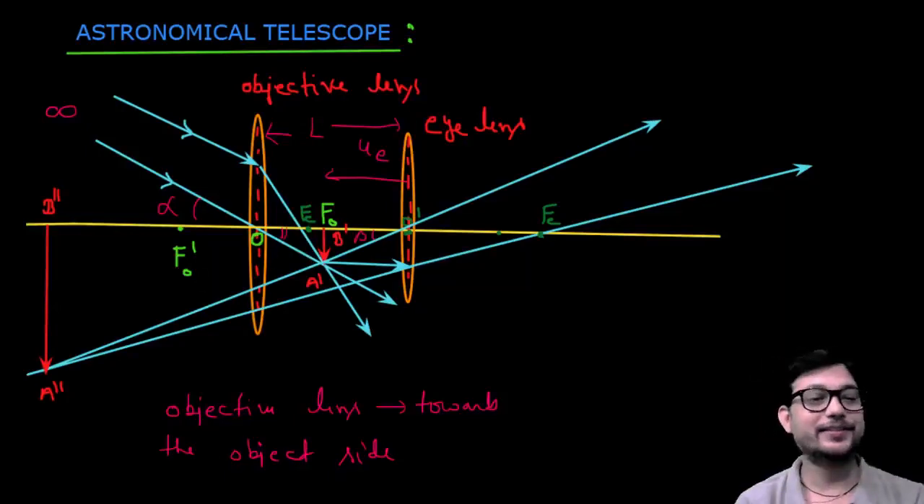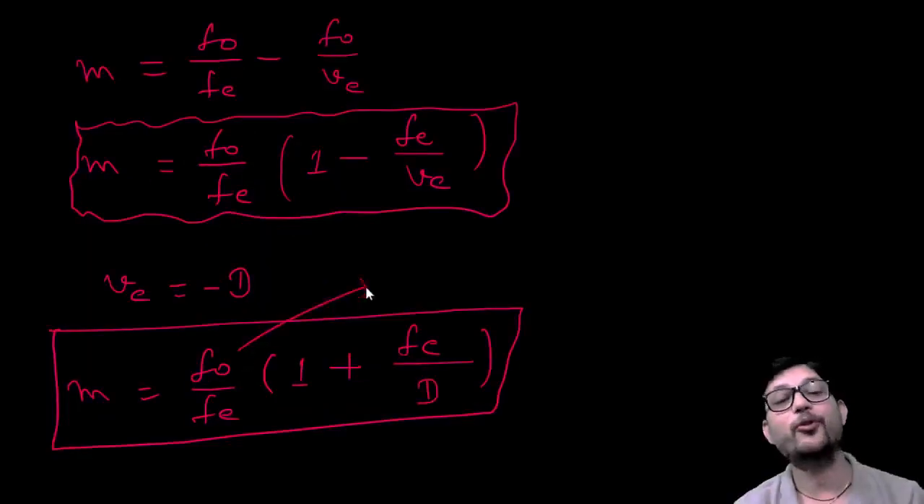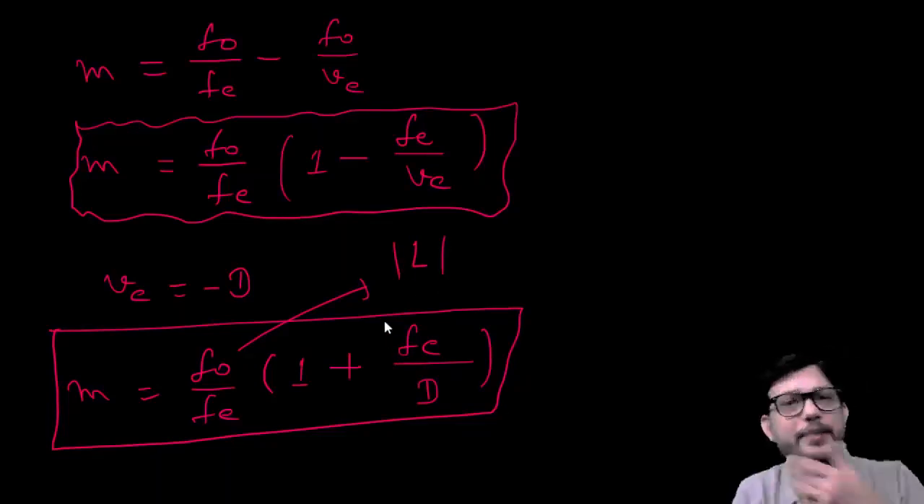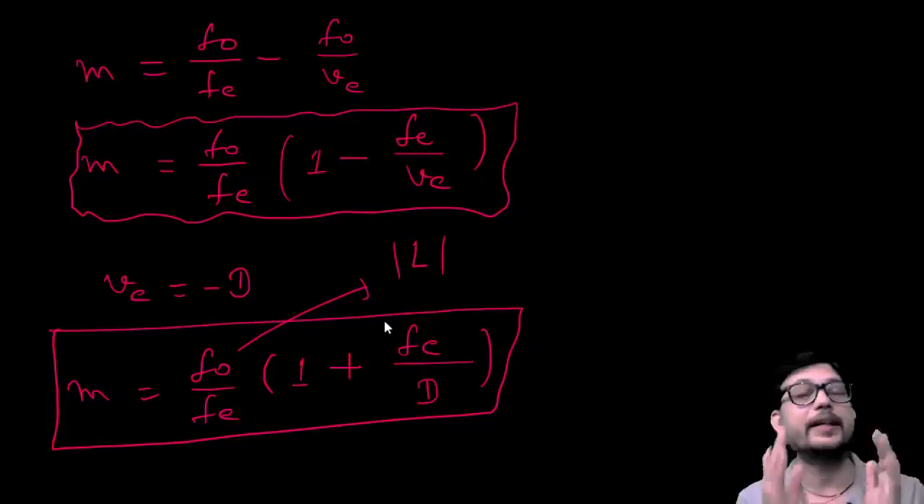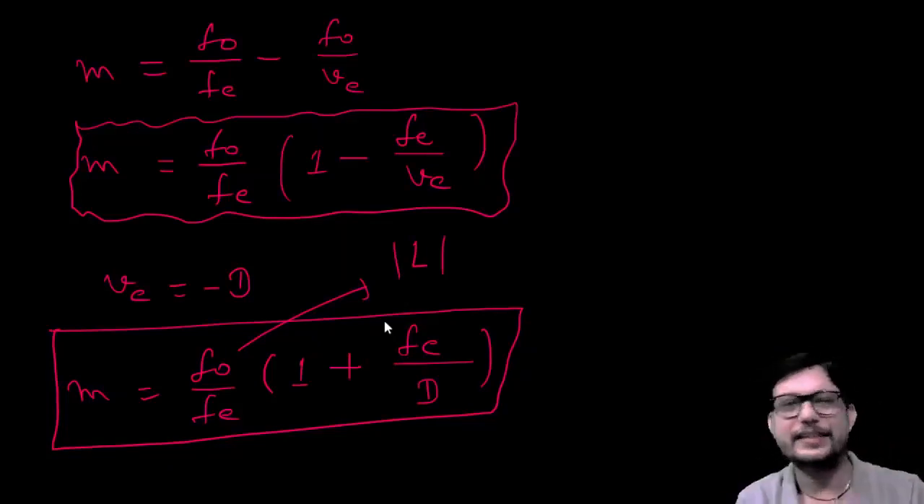So in that condition, in place of FO we can write capital L. This is the assumption: if FO is close to the eye lens, then only you can place the value of FO equal to the length of the astronomical telescope. I hope and I believe that this lecture is quite easy to understand for all of you.